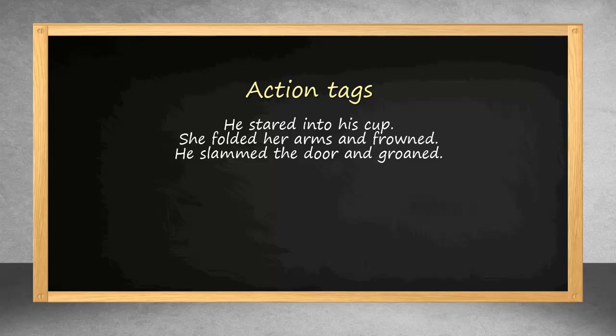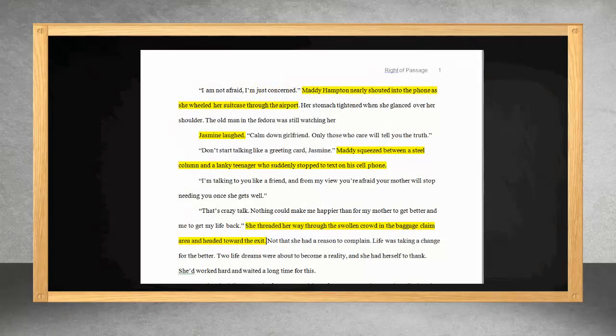So as you're writing your dialogue, you want to add those action tags occasionally. This is what will take the place of those adjectives we were talking about that you should avoid. It's perfectly all right to show action tags. So here's an example. Maddie Hampton nearly shouted in the phone as she wheeled her suitcase through the airport. So instead of she said or Maddie Hampton said, we left that out, and we could do double duty here because really we're showing who's speaking now, and we're also showing that she's shouting. So she's doing some action.